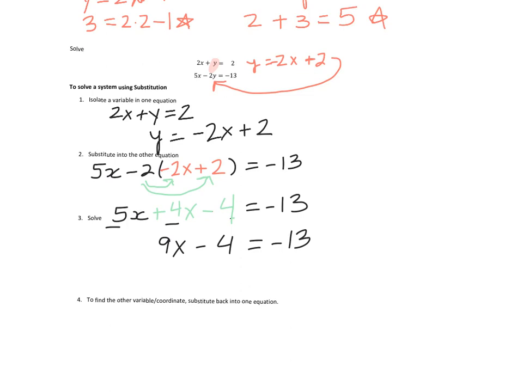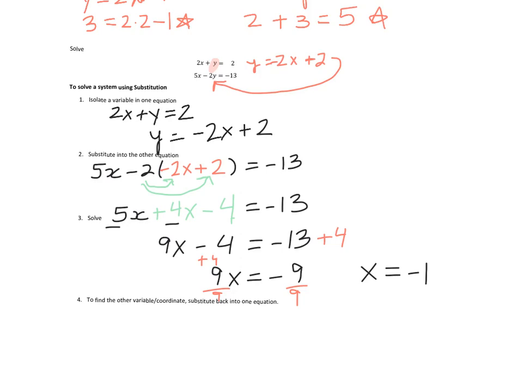Move the constants over, so add 4 to both sides. All right, so the signs are opposite, so we're going to treat it as subtraction. The bigger number is negative. And then divide out by the 9. Negative 9 over 9 is negative 1.